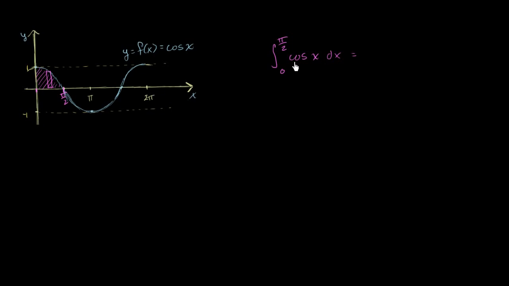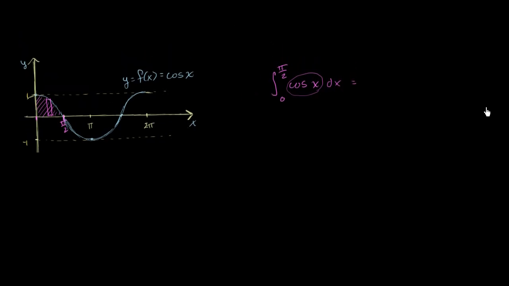We just have to figure out what an antiderivative of cosine of x is, evaluated at pi over 2, and from that subtract it evaluated at 0. So what's an antiderivative of cosine of x? Well, we know that if we take the derivative of sine of x, we get cosine of x. So the antiderivative of cosine of x is sine of x.